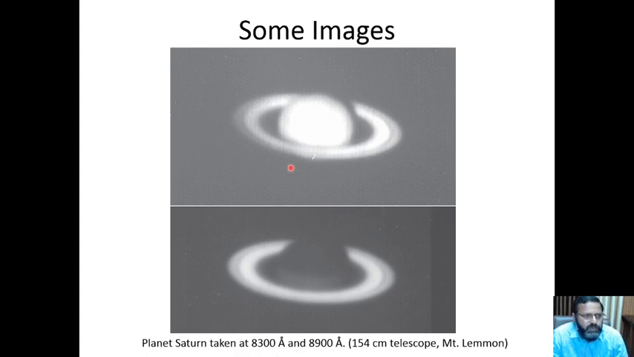These are the images taken by a 154 centimeter telescope at that time, during the late 70s, at Mount Lemmon. So the top image is an image of Saturn taken at 830 nanometer, and the bottom one is at 890 nanometer. So this shows the good response in the near IR, and the astronomers found that they got a dark patch when they imaged at 890 nanometer, which indicated that there is an abundance of methane, and it was absorbing this particular line.